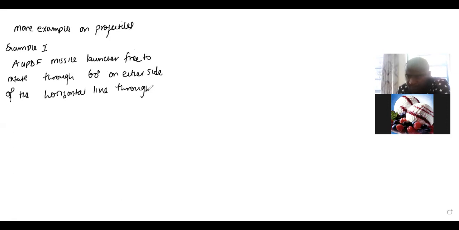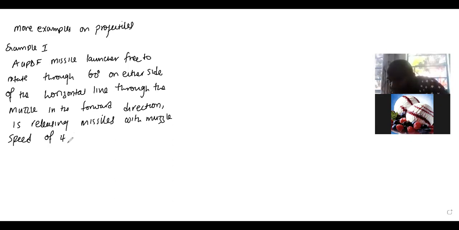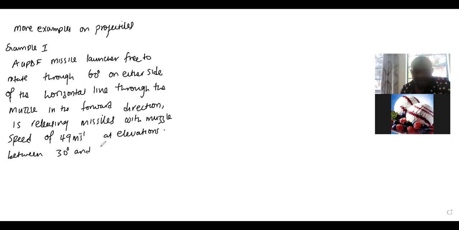Through the muzzle in the forward direction is releasing missiles with muzzle speed of 49 meters per second at elevations between 30 degrees and 60 degrees.